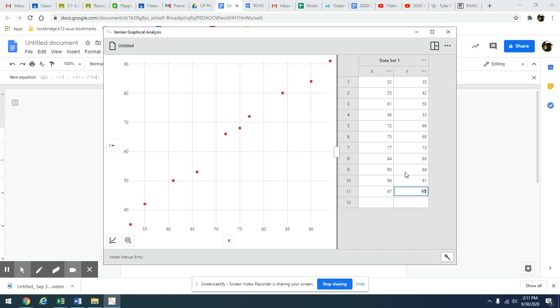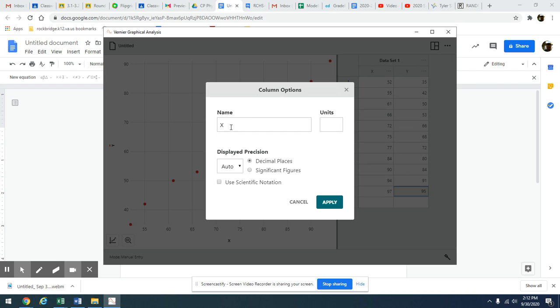Those are all the numbers. I think I got them all in there, right? But there's still some stuff left to do here if you want to do this all right and get the full points. So here, these are not X and Y. In this column here, column options, this column is temperature. And the units are, I don't know how to make that little degree sign in this, so I'm just going to say degrees. And it's implied, I guess, that it's Fahrenheit.